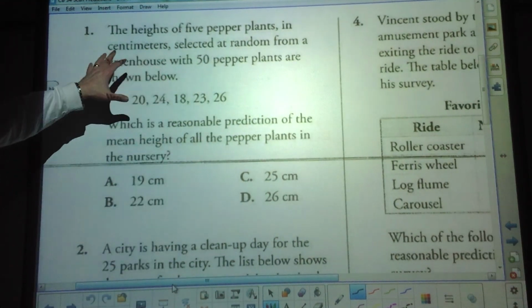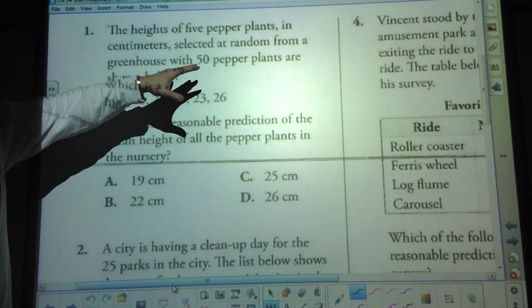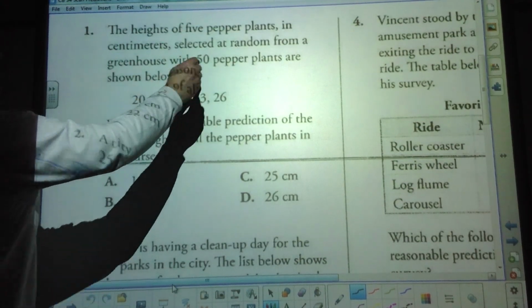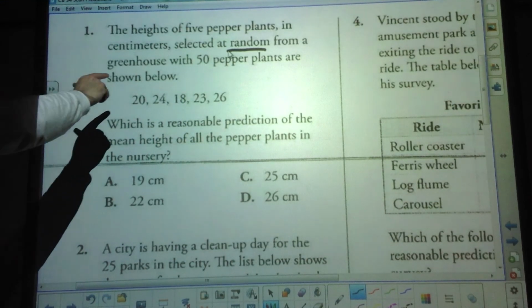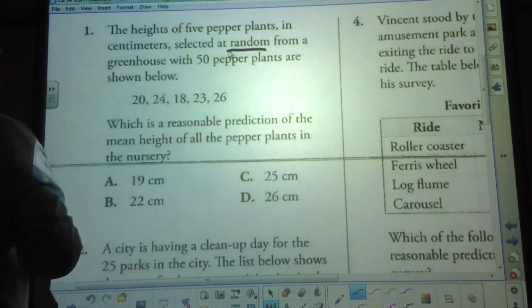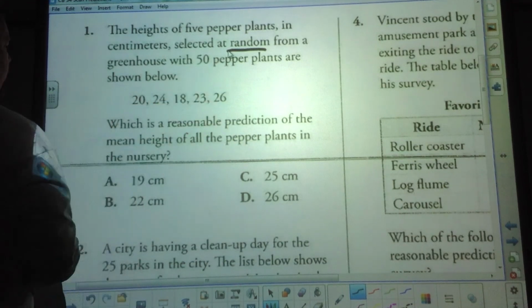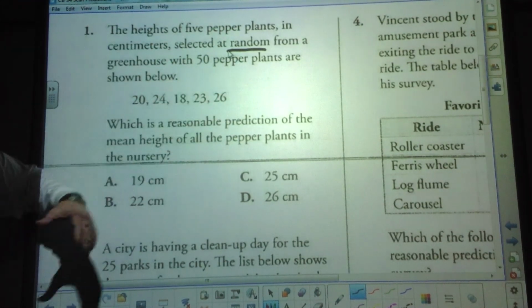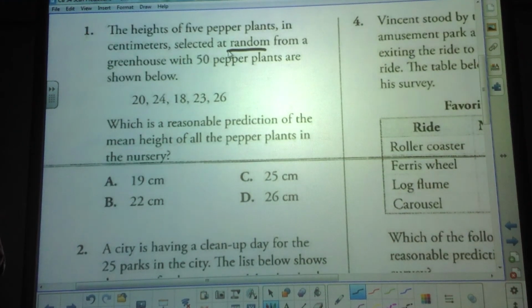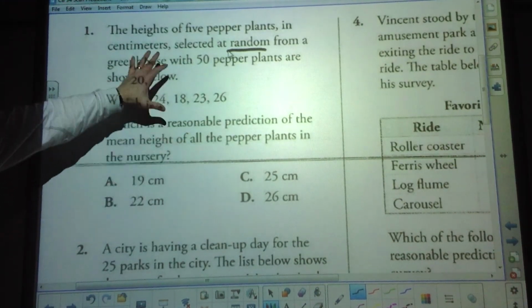The heights of 5 pepper plants in centimeters were selected at random from a greenhouse. And remember that at random, that basically means that to the best of our knowledge, it's going to best represent the data. From a greenhouse with 50 pepper plants are shown below. So we've got a 20, a 24, an 18, a 23, and a 26. Which is a reasonable prediction of the mean height of all the pepper plants in the nursery? So we want to say, look, we've pulled 5 out of the 50. The best thing for us to do is just to find the mean of this group and see, hopefully that will be a good predictor, or probably the best predictor of what's going to happen with all 50.